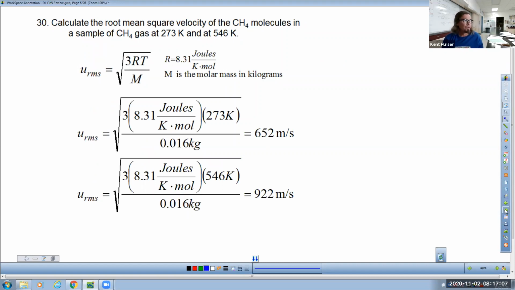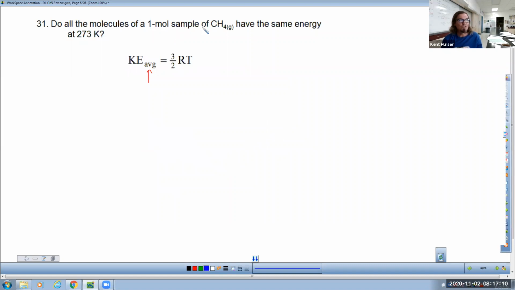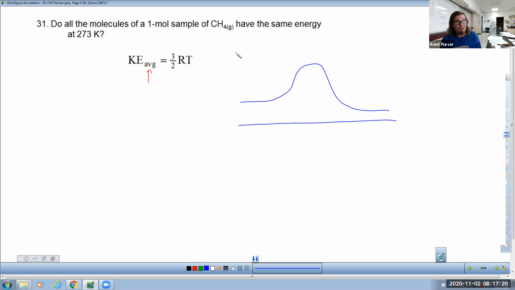Question number 31, do all molecules of a 1 mole sample of methane have the same kinetic energy? Hey, I just explained that to you with the bell-shaped curve, right? Now instead of putting velocity on the x-axis, let's put kinetic energy on the x-axis. The average says that based on whatever temperature we're at, it averages to some kinetic energy. But that doesn't mean they all do. Some of those CH4s have more kinetic energy, and some of those CH4s have less kinetic energy, such that when you average them all together at whatever temperature this is, it averages to that number.